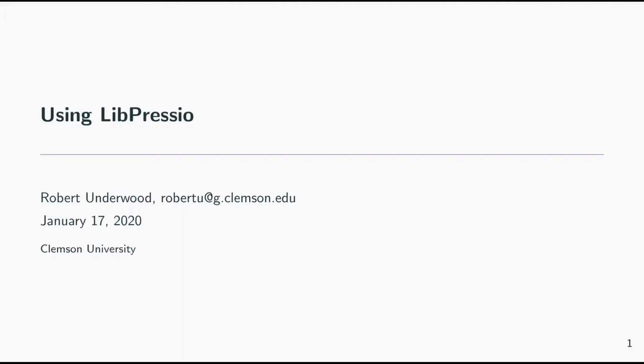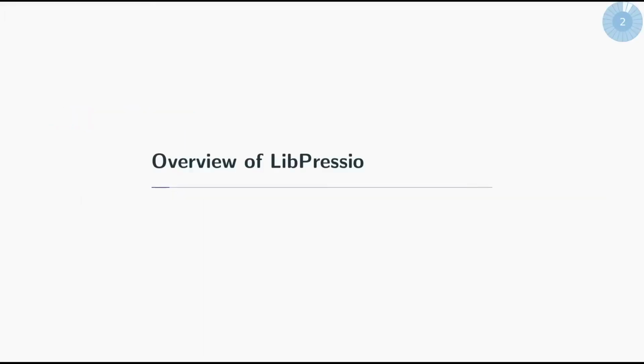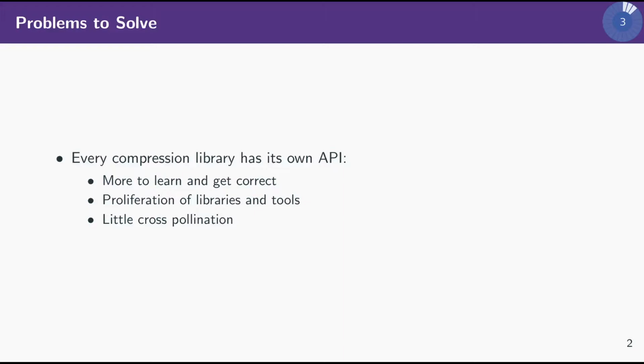Today I'm going to be talking about a library that I wrote while I was working at Argonne National Lab called LibPressio. It's a library used for compression, and since a lot of you are doing compression-related research in some way, shape, or form, it's something that I think could potentially be useful to you all. So let's begin with an overview of what LibPressio is and what problems it solves.